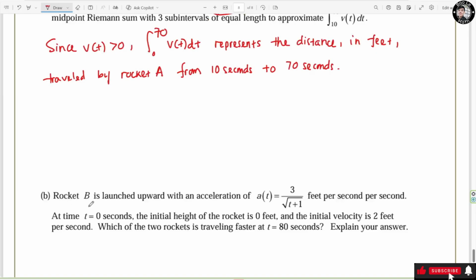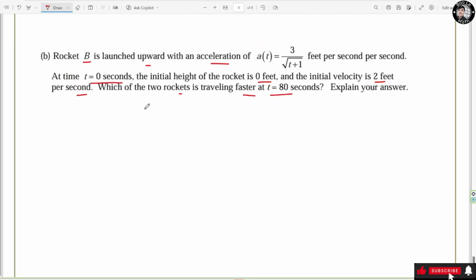Now question B. Rocket B is launched upward with an acceleration a of t equals 3 over the square root of t plus 1 feet per second squared at time t seconds. The initial height of the rocket is 0 feet and the initial velocity is 2 feet per second. Which of the two rockets is traveling faster at t equals 80 seconds? So let V_B of t be the velocity of rocket B at time t. So V_B of t is the antiderivative of 3 over square root of t plus 1 dt, because the derivative of the velocity function is the acceleration function.